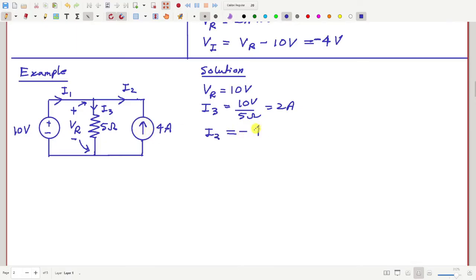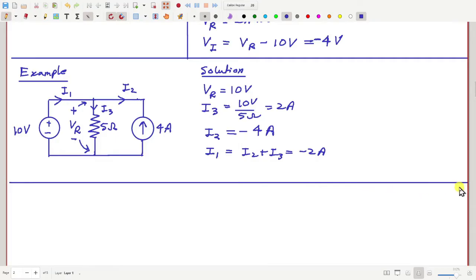Minus 4. Excellent. Minus 4 ampere, because it's in the reverse, opposite direction. So I2 is minus 4 ampere. And then how much is I1? Minus 2 ampere. I1 will be minus I2 plus I3. So that is minus 2 ampere. Excellent. Okay. Very good.